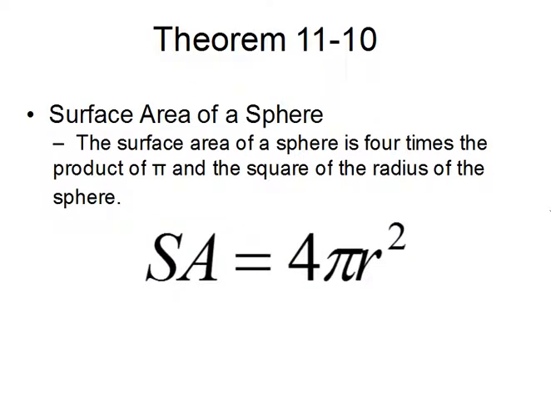Alright, first formula, you need to know this. Put a star by it, highlight it, put a box around it, whatever you need. The surface area of a sphere is 4 times the product of pi and the square of the radius. So 4 pi r squared. It is that easy. Just plug it in and hit go.